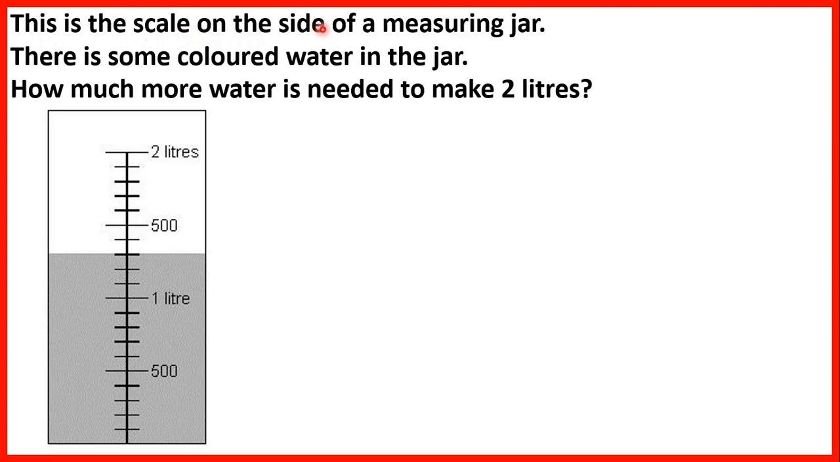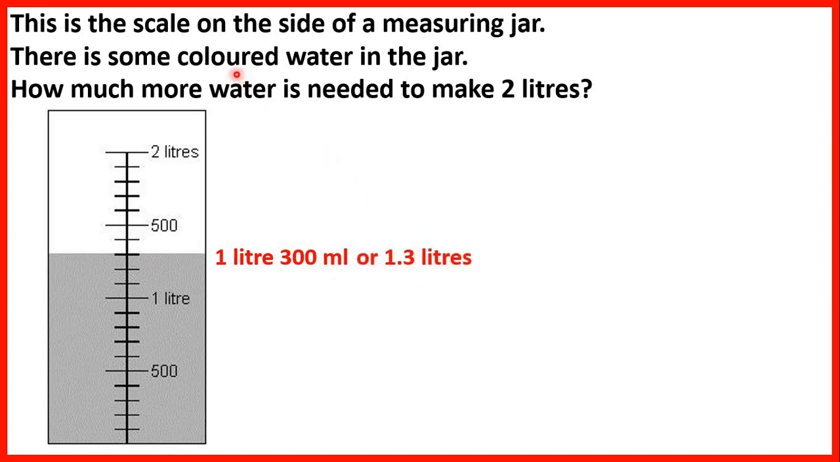This is the scale on the side of a measuring jar. There is some coloured water in the jar. How much more water is needed to make 2 litres? So we have 2 litres on the top, we have 1 litre marked, and then each of these little lines must be 100 millilitres because we have 5 lines to get to 500. So that's 100, 200, 300 millilitres above 1 litre. So what we have is 1 litre 300 millilitres or 1.3 litres.